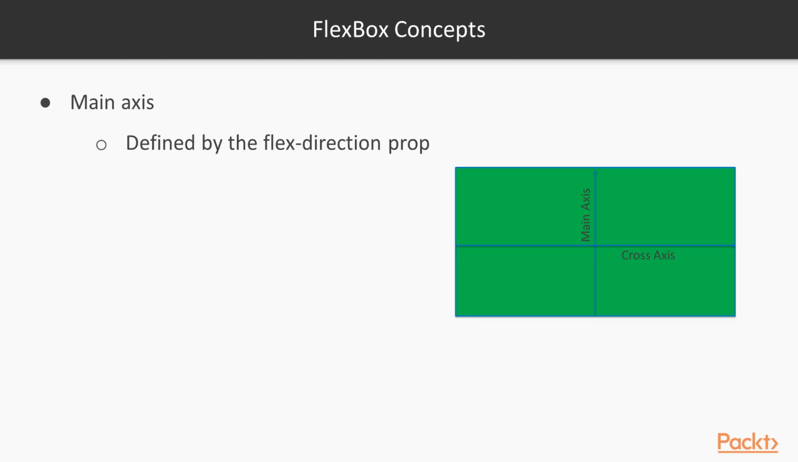FlexBox operates on the concept of two axes. The main axis, defined by the flexDirection prop. On the web, the default value for flexDirection is row. In the case for React Native, the default is column. And then the cross axis. This runs perpendicular to the main axis. In React Native, the default cross axis is the row position.